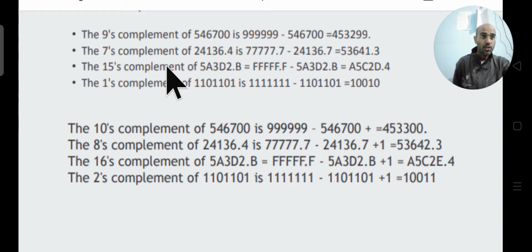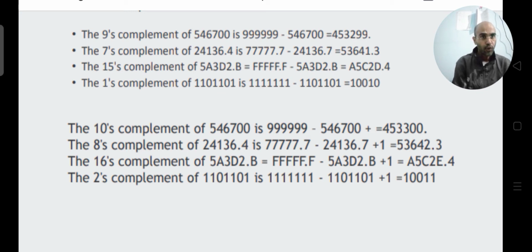And the r minus 1's complement is also very easy. You take the biggest symbol in the number system and subtract the given number from the number formed by the biggest symbol. In case of the decimal number system, the biggest symbol is 9, so we take all 9s and then subtract the given number from all 9s.